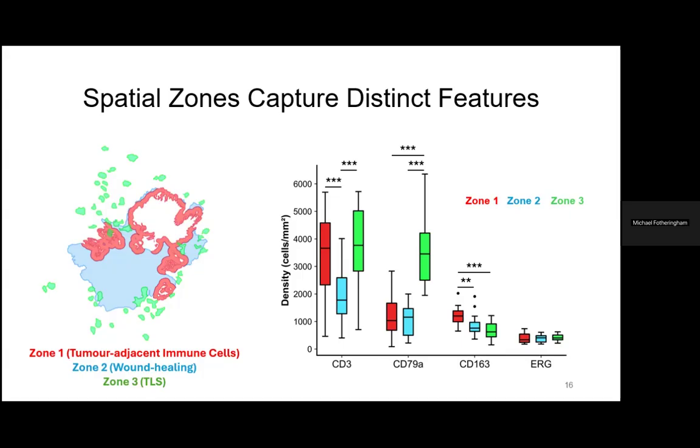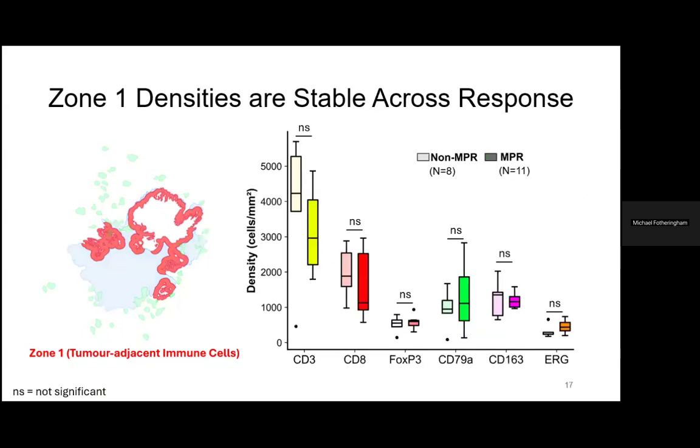So now that we've defined the zones, we know that they're different. We wanted to look at the differences between patients that responded and didn't respond. That's what this is, looking at zone 1 exclusively. Again, I'll start with CD3. There's obviously a trend in higher densities in non-response, which we wouldn't intuitively expect, but it's not statistically different.